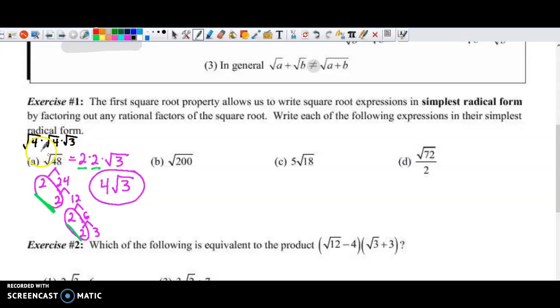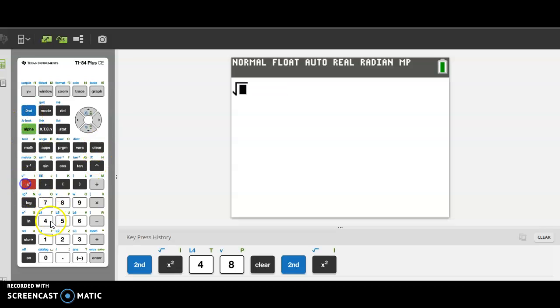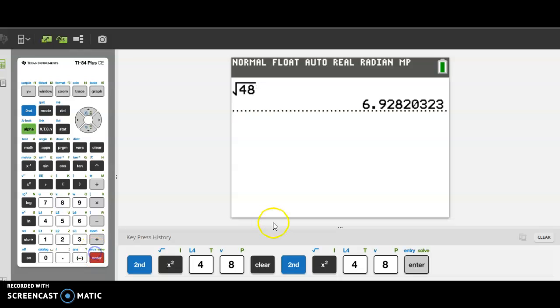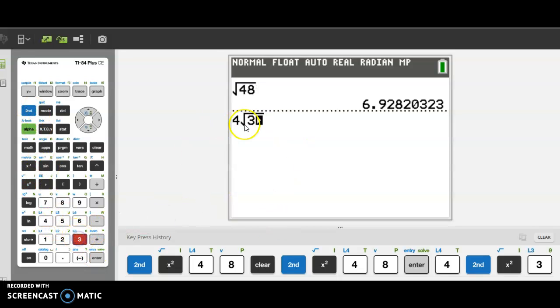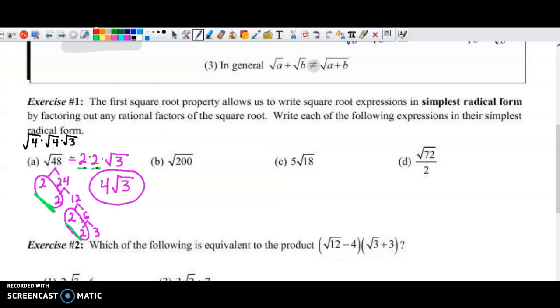And so from there, we know the square root of 4 is 2, the square root of 4 is 2, and we get the right answer. You can also check your work with a calculator. I do the square root of 48. But the answer I come up with, 4 root 3, should be equal, the same decimal to what we started with. So that's a way you can check your work.